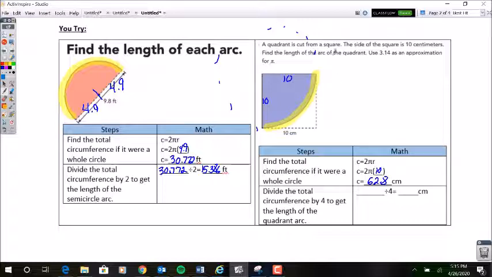as our total circumference. And since this is only a fourth of a circle, since a quadrant's only a fourth of a circle, I'm going to take that and divide it by 4, and that's going to give me 15.7 centimeters as just this arc.